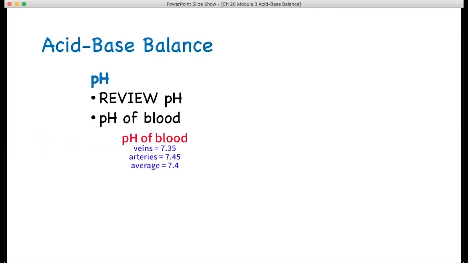The pH of blood is between 7.35 in veins to 7.45 in arteries. Veins have a lower pH due to the fact that they have increased levels of carbon dioxide.